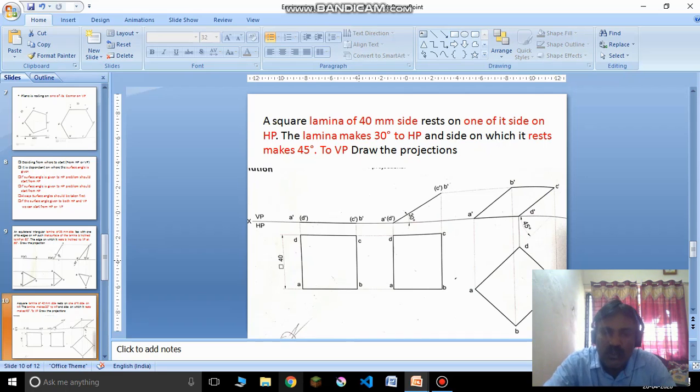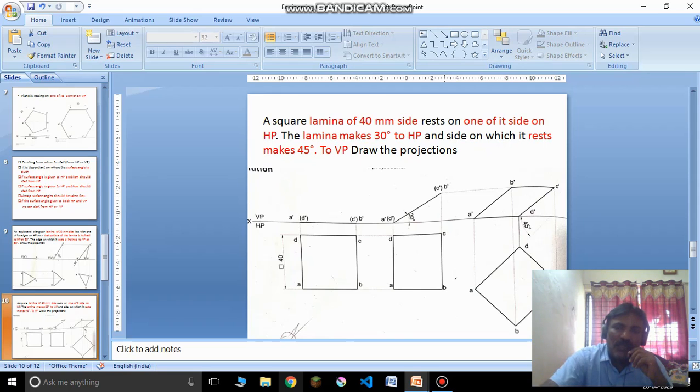So first we construct the first position, then lift this object such that it is on the XY line. The edge on which I am resting, A dash D dash, is making 30 degrees. From this I am projecting to the top view. This A and this A meet here, this B and this B meet here, this C and this C meet here, this D and this D meet here. Construct it. This is the second position of the object.